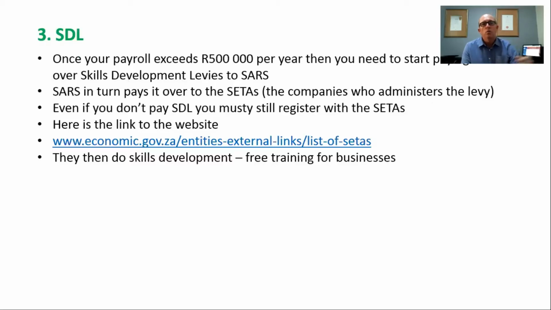Point number 3, the skills development levy. The receiver of revenue says that once your payroll exceeds 500,000 Rand per year, then you need to start paying over SDL to the receiver of revenue. SARS in turn then pays that money over to what they call SETAs, the bodies which administer the levy. Even if you don't pay over SDL, you must still register with the relevant SETAs.